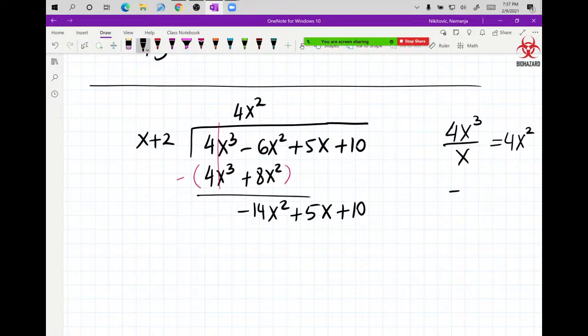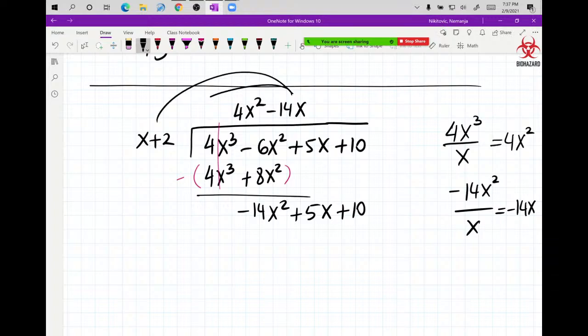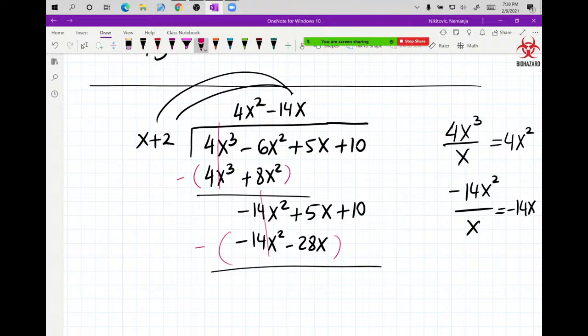So now I have negative 14x squared divided by x. Well, that's negative 14x. Awesome. Minus 14x. Multiply back again into both of these. So negative 14x squared minus 28x when you multiply back. And then subtract. What do we get? These guys again cancel. They always have to cancel because you're forcing them to cancel with these values that you're picking over here.